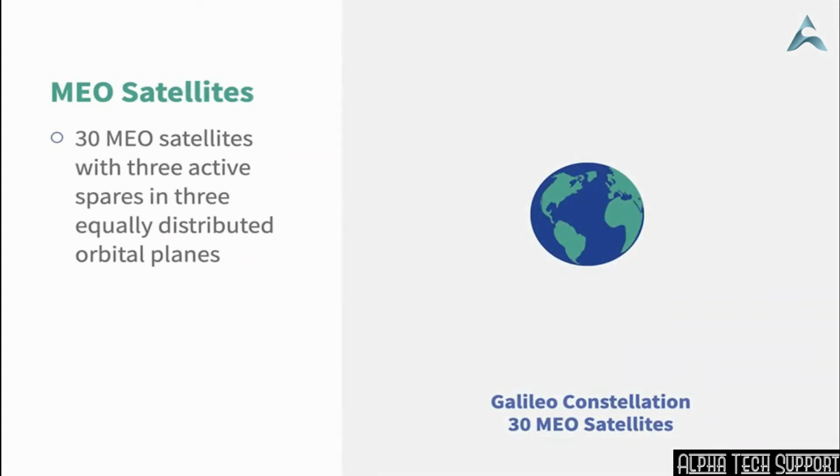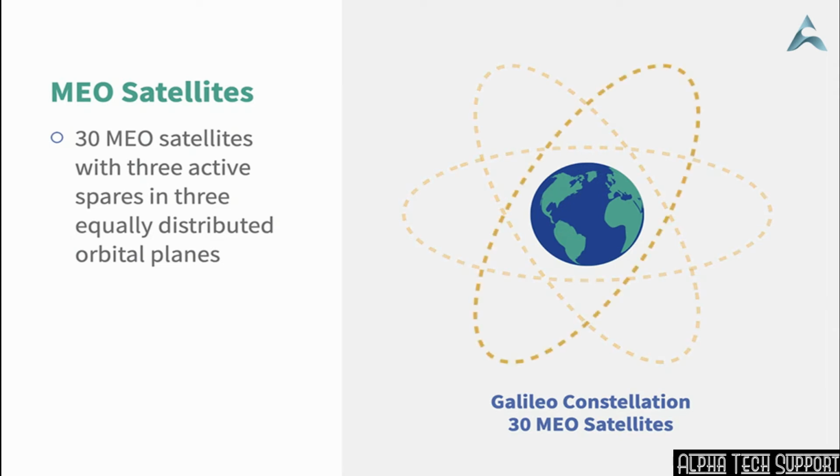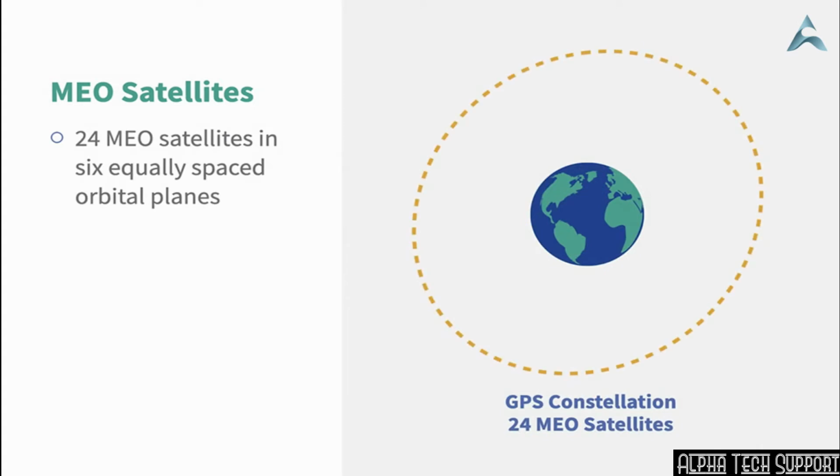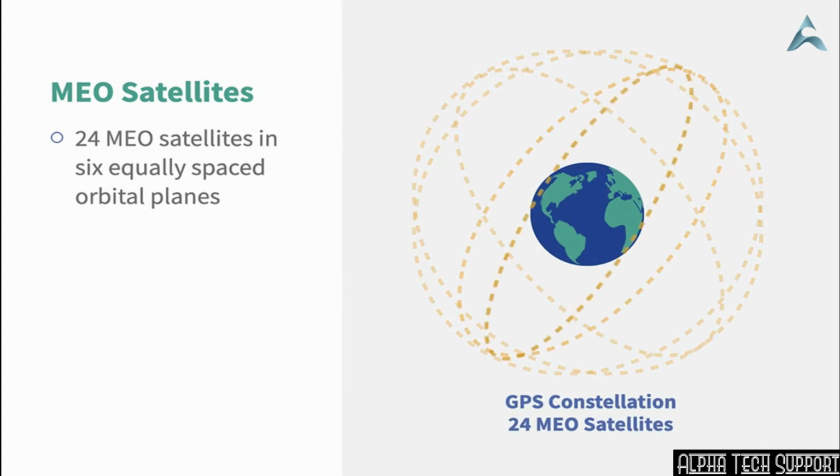A real-world example of MEO satellite constellations can be seen in the GPS and Galileo systems. In the Galileo constellation, there are 30 MEO satellites, including 3 active spares, orbiting in 3 equally distributed orbital planes. They are at an altitude of 23,222 kilometers. In the GPS constellation, we can see there are 24 MEO satellites in 6 equally spaced orbital planes.